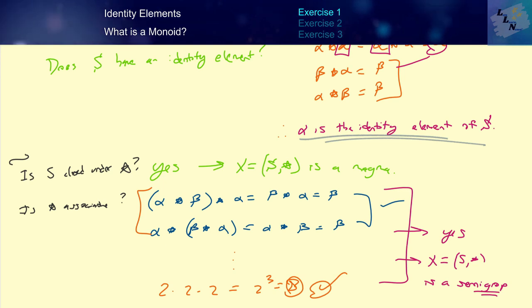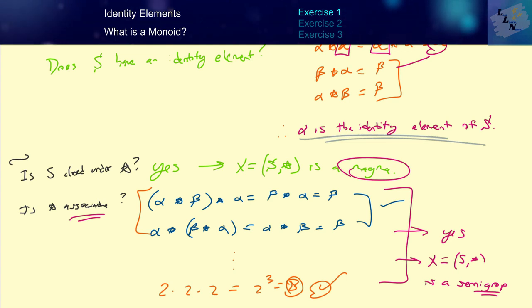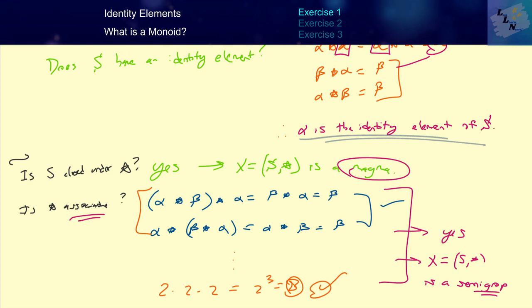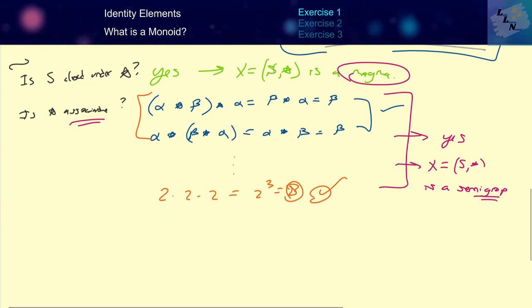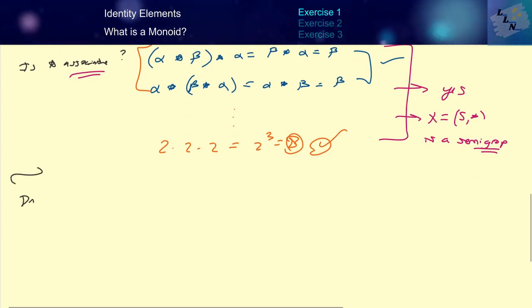And why is it a semigroup? Well, first off, it is a magma, and it's an associative magma. Therefore, this structure, (S, star), is a semigroup. And in addition, we have that this semigroup has an identity element. So do you want to take a guess at what a monoid is going to be defined to be? You can give a guess.